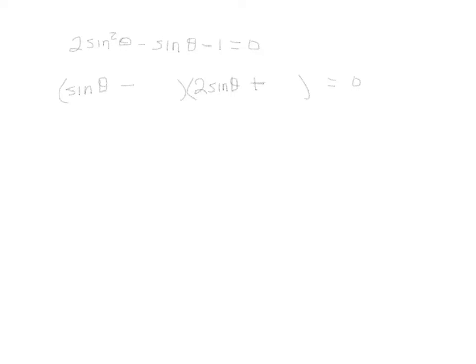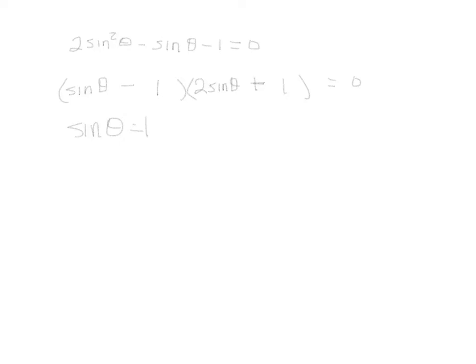The last term is 1, so we have to multiply to equal 1. Only one combination. Check your outside and inside terms from FOILing. Outside is sine theta, inside is negative 2 sine theta. That gives us a middle term of negative sine theta. So it does check out. Once you have it factored, what we want to do is find our answers. Set each parenthesis equal to 0.